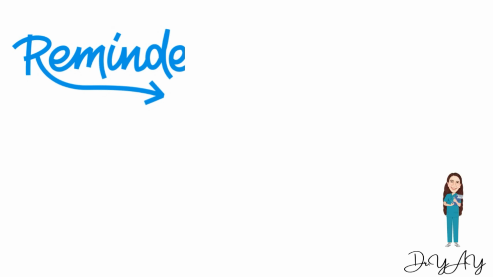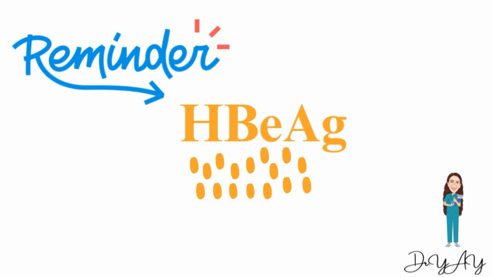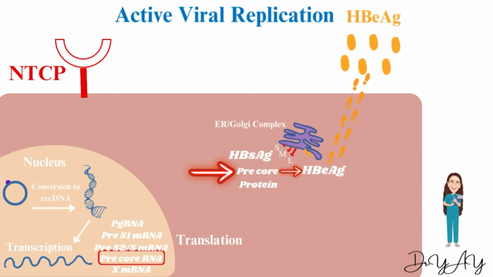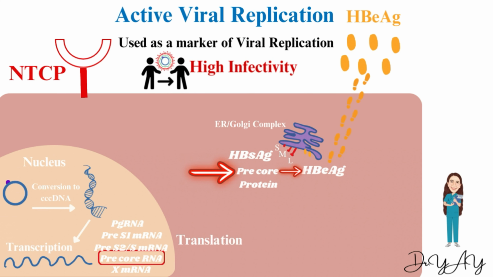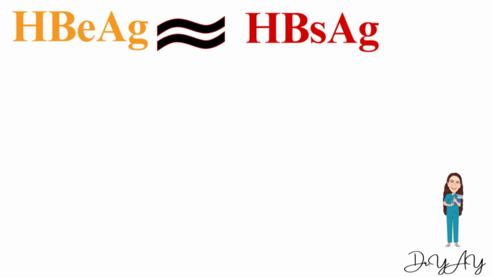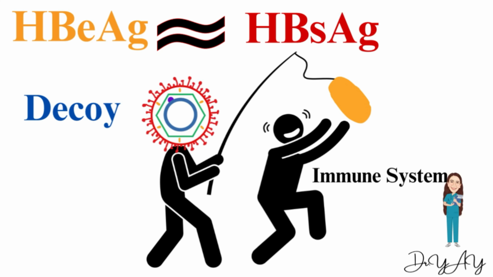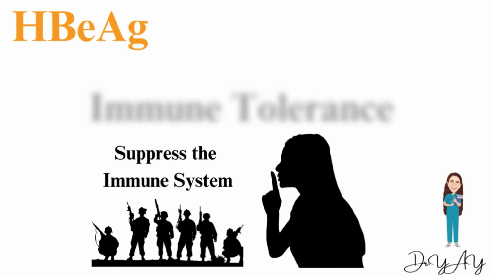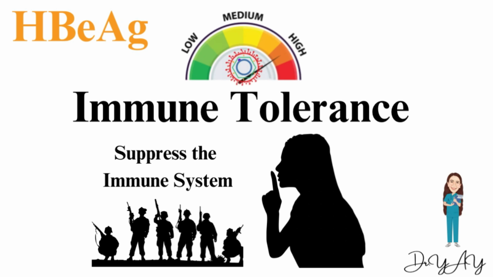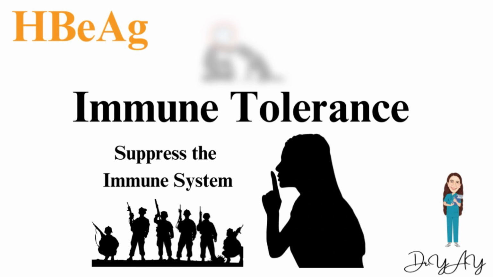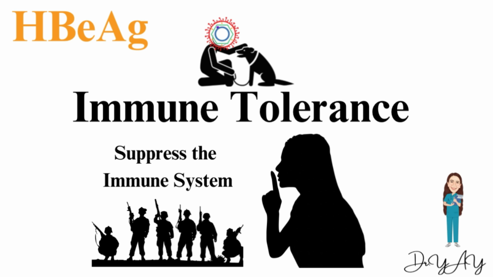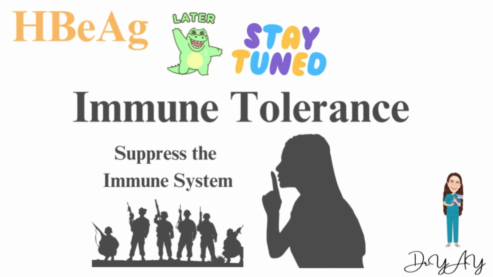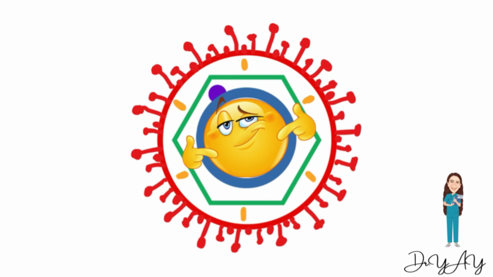Another marker to remind you of is the hepatitis B E antigen, which is only secreted during the active viral replication and it indicates high infectivity. And like the hepatitis B surface antigen, it acts as a decoy. In addition, it can also suppress the immune system, promoting tolerance, allowing the viral replication without being attacked by the immune system. And this will be discussed in a few minutes. You see, a really wicked virus.